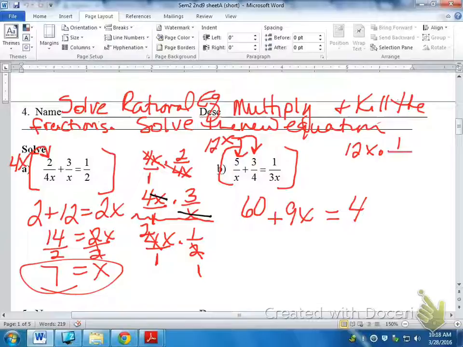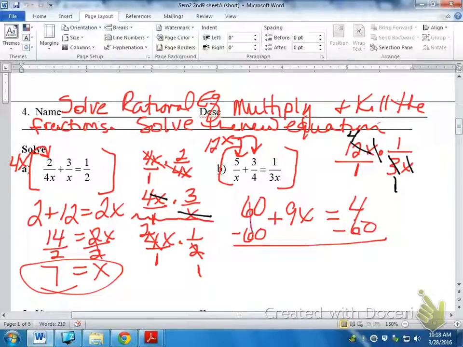12x times 1 over 3x. Remember the 12x is over 1. And when you cancel, the x's go out completely, and then the 3 becomes a 1, and the 12 becomes a 4. The 4 is over 1. Okay, I'm going to subtract 60. And I get 9x equals negative 56. Divide by 9. Nothing pretty about that. Negative 56 ninths.